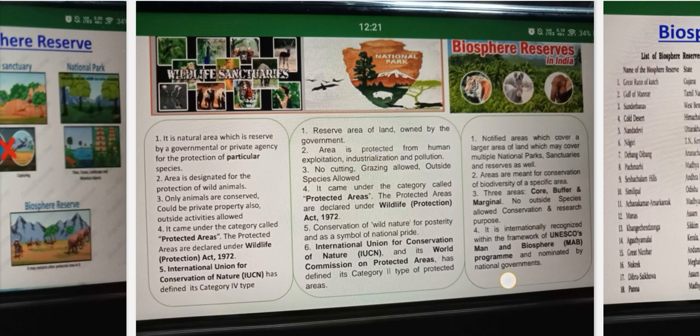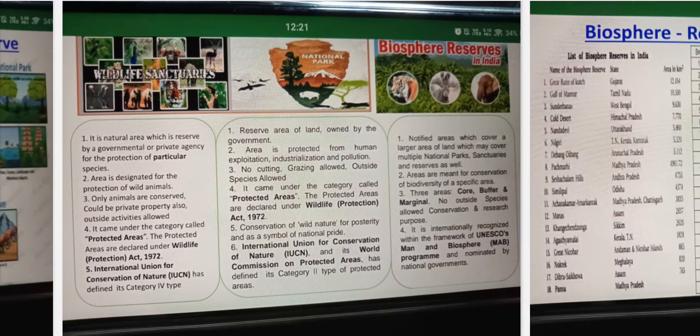types of protected areas. Then biosphere reserve: notified areas which cover a larger area of land which may cover multiple national parks, sanctuaries and reserves as well. Areas are meant for the conservation of biodiversity of a specific area. Three areas: core, buffer and marginal. No outside species are allowed; conservation and recreation purpose. It is internationally recognized within the framework of UNESCO's Man and Biosphere Program and nominated by national governments.